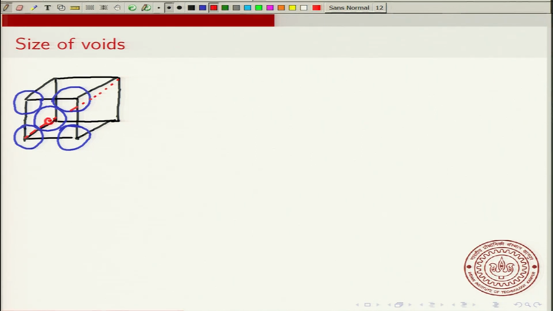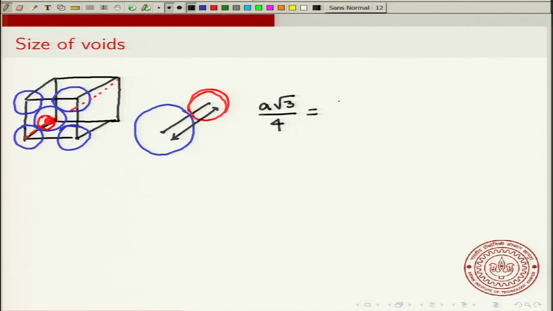So I will just show a tetrahedral void here, along the body diagonal. If this is the corner, and let us say this is the tetrahedral void, you have your sphere, which is the atom, and you have the void. You know that this distance is a root 3/4, and that is equal to r of the atom plus r of the void. Again, let me remind you that r is the radius of the atom and a is the size of the cell.